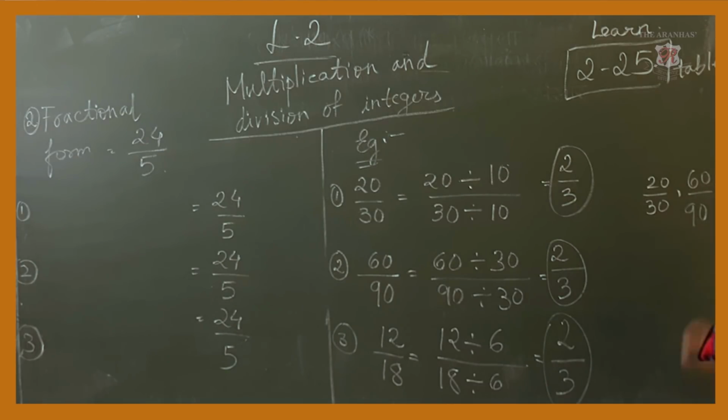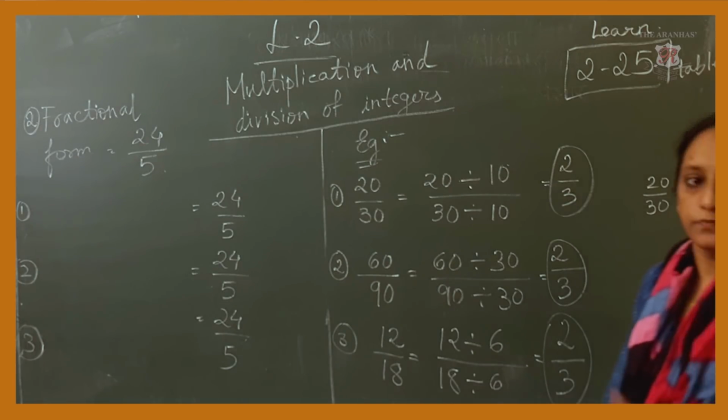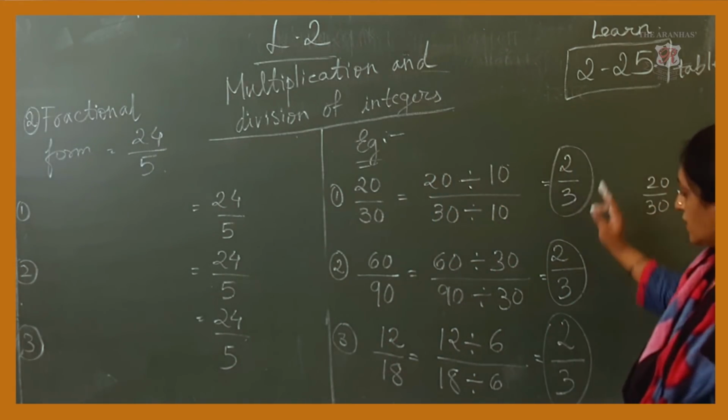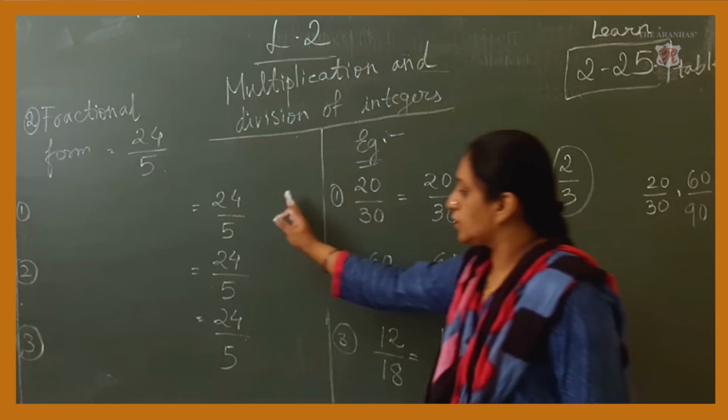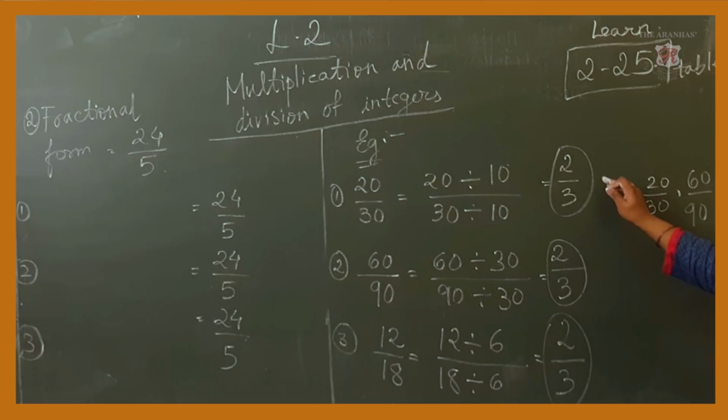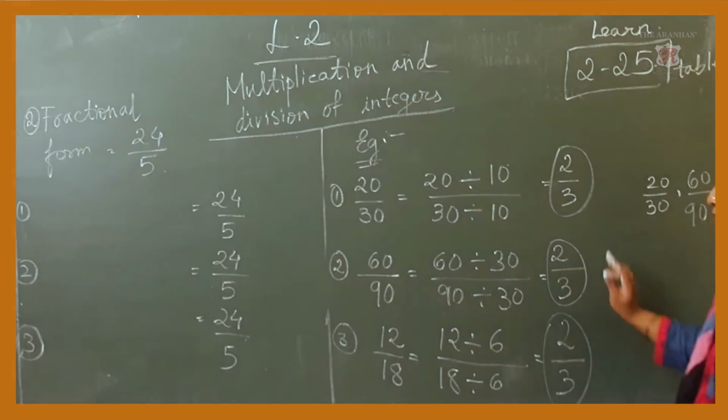So 12 upon 18 is my third division of integers. Students, you must have understood from this example. You are given the answer 24 upon 5. When I took the example, I wanted 2 upon 3. I have taken a smaller number for you so that you understand it better.